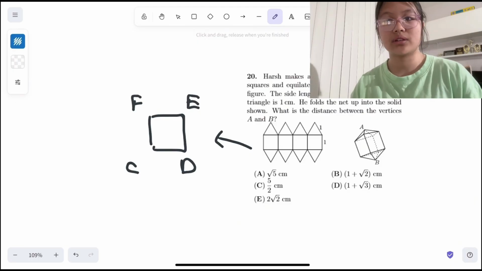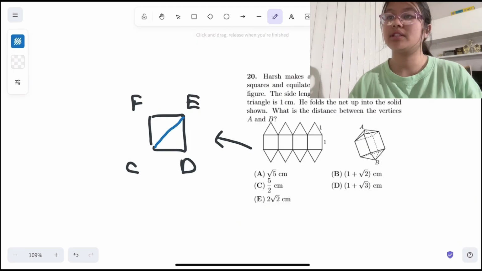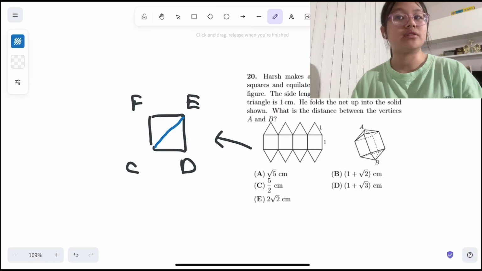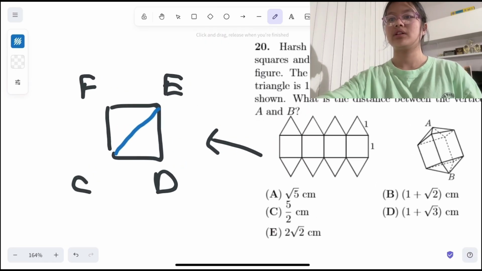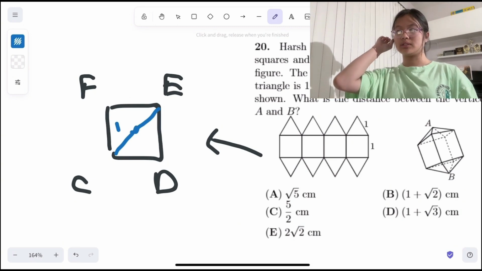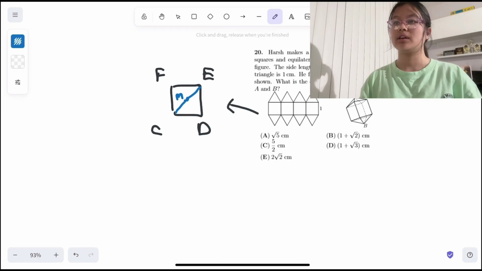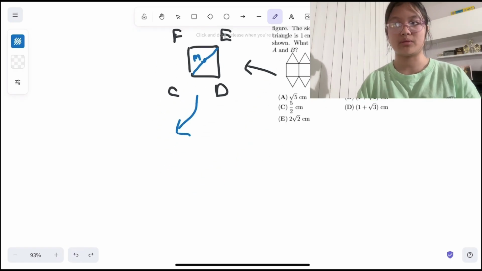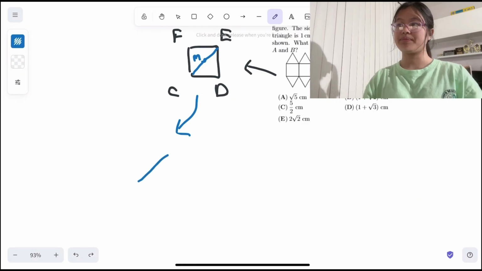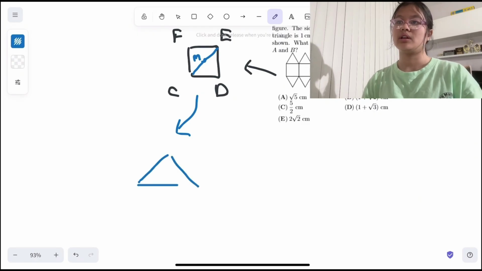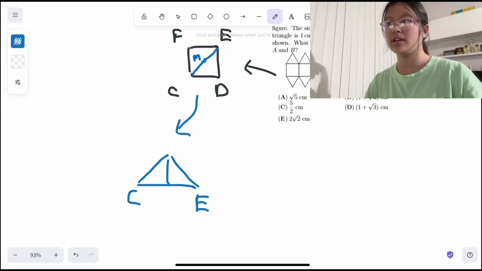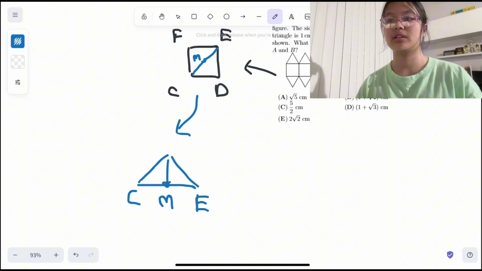Then as a triangle, we can split it in half, and M will be the midpoint of C and E. So now what we can do is draw a triangle that represents half of that square. So CE, M is the midpoint, and now it would be 1 centimeter right there, and then there it is.